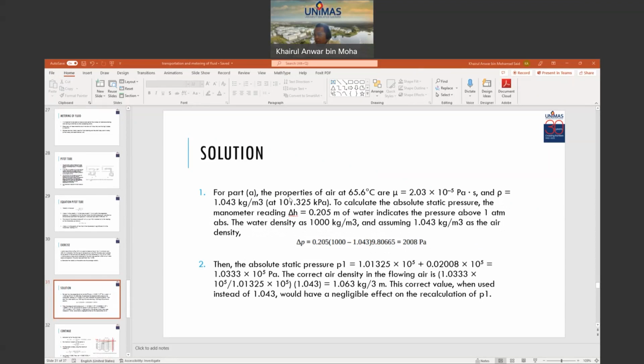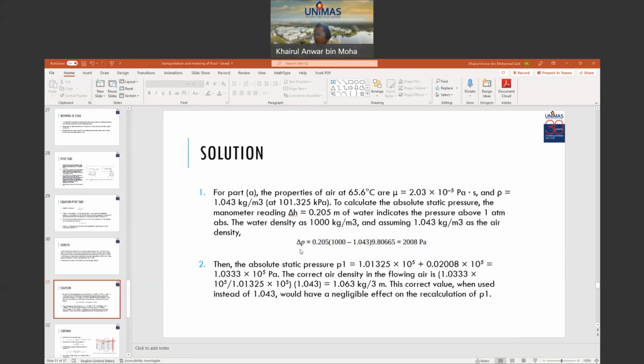So, part A, the properties of air at 65% PVC are mu equal to 2.03 times 10 to the power negative 5 Pascal second. This is the viscosity. Rho equal to 1.043. To calculate the absolute static pressure, the manometer reading delta H equal to 0.205 meters of water indicates the pressure above 1 atm. The water density is 1000 kg per meter cubed and assuming 1.043 kg per meter cubed as the air density.